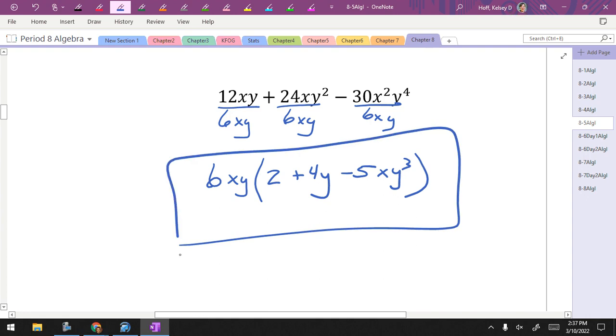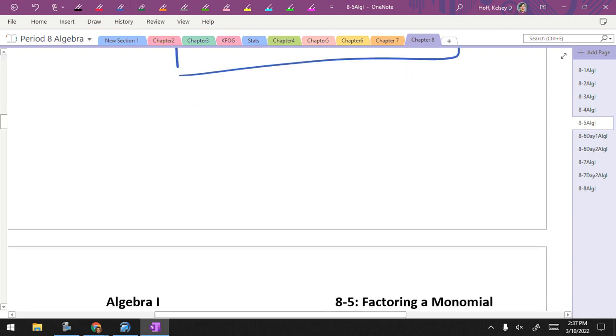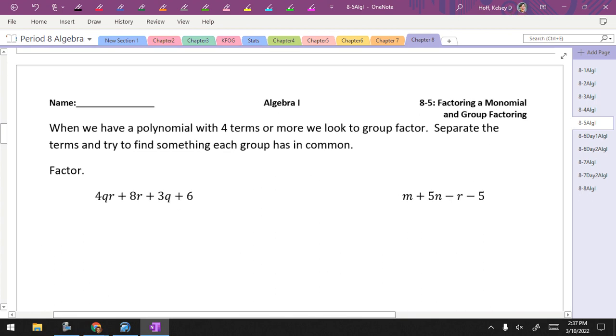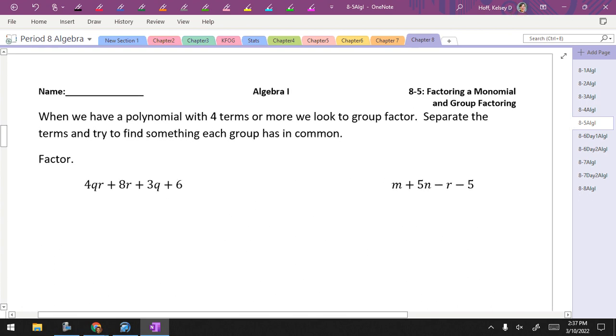Okay. So factor is what can I divide out that every single term has in common? Okay. Flip the page. Now notice what we just dealt with, there were either 2 terms or 3 terms. If you have a polynomial with 4 terms and it says to factor, we are going to look to group factor. We're going to separate the terms and try to find something that each group has in common.